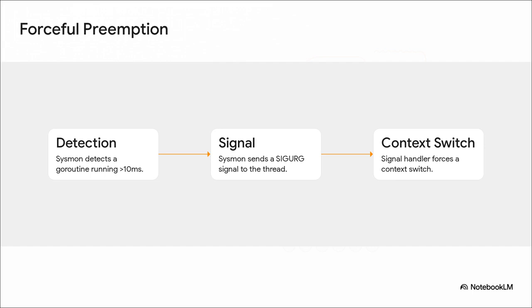Go runs a special background thread called Sysmon. You can think of it as a highly vigilant watchdog that operates completely outside the normal scheduling rules. Step 1. Sysmon constantly monitors the system. If it detects a single goroutine running for more than 10 milliseconds uninterrupted, which is an eternity in CPU time, it decides to take action. Step 2. Sysmon fires a specific Unix signal, a SIGURG signal, directly at the thread running that greedy goroutine. And step 3, the operating system delivers that signal and the thread's signal handler catches it, forcing a context switch that completely bypasses whatever the goroutine's code was trying to do.